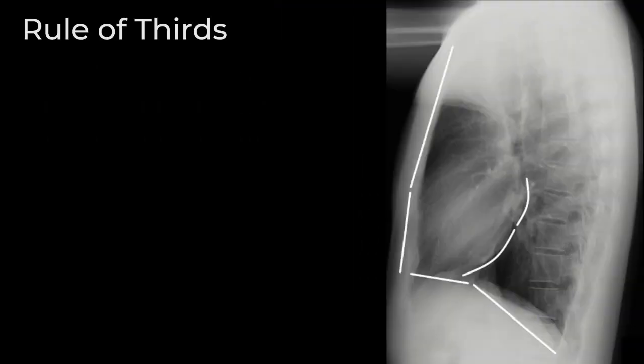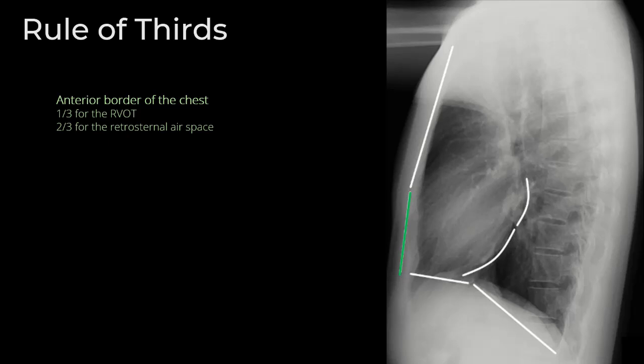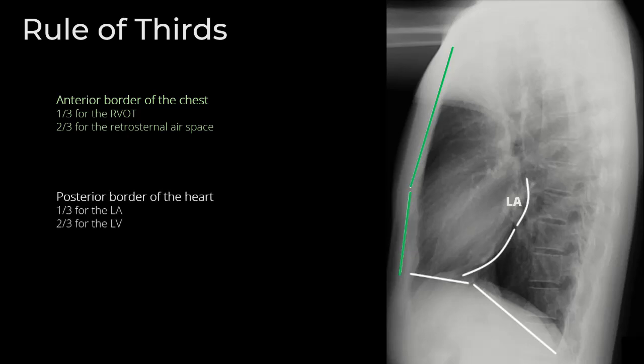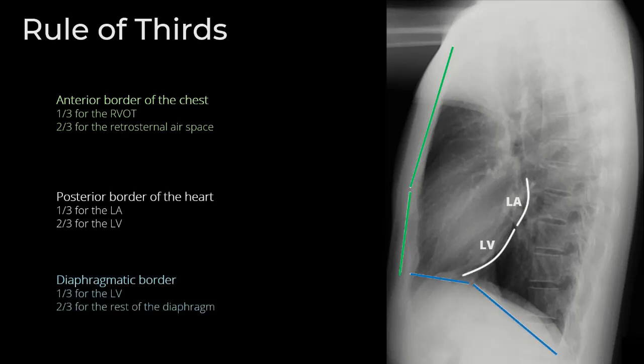A simple approach to the lateral view is the rule of thirds. The anterior chest border is 1/3 for the right ventricular outflow tract and 2/3 for the retrosternal airspace. The posterior heart border is 1/3 left atrium and 2/3 left ventricle. The diaphragm is 1/3 left ventricle and 2/3 the remainder.